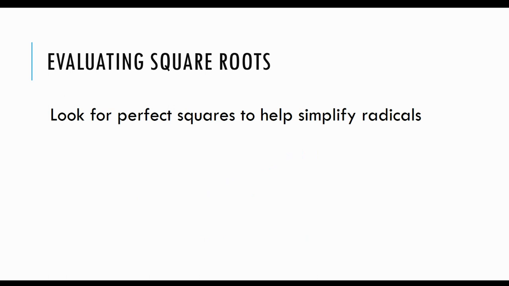So when we're evaluating square roots, it helps to look for perfect squares when you are simplifying. So remember, perfect squares are numbers that you get when you multiply a number by itself. So like 2 times 2 is 4, so that's why 4 is a perfect square. 3 times 3 is 9, so 9 is a perfect square, and so on and so forth.